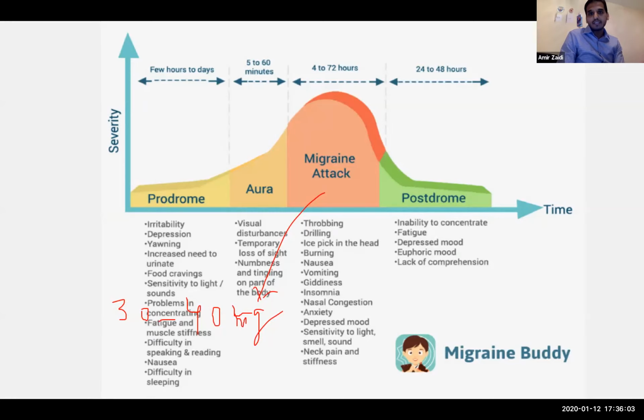So headache is only one out of several symptoms of migraine. So migraine usually starts few days before headaches with irritability, depression, yawning, nausea, food craving, sleep difficulties, difficulty in concentration. All of those start few days before. Then if the migraine is with aura, then the symptoms of aura will develop. And then there will be the headache for between 4 to 72 hours, followed by the postdromal phase with fatigue, depressed mood, and all of those kind of symptoms.